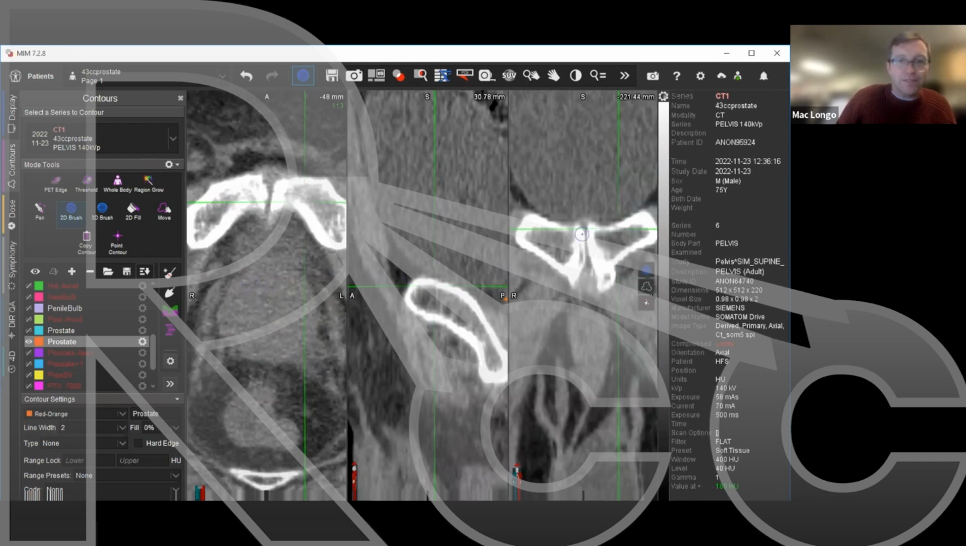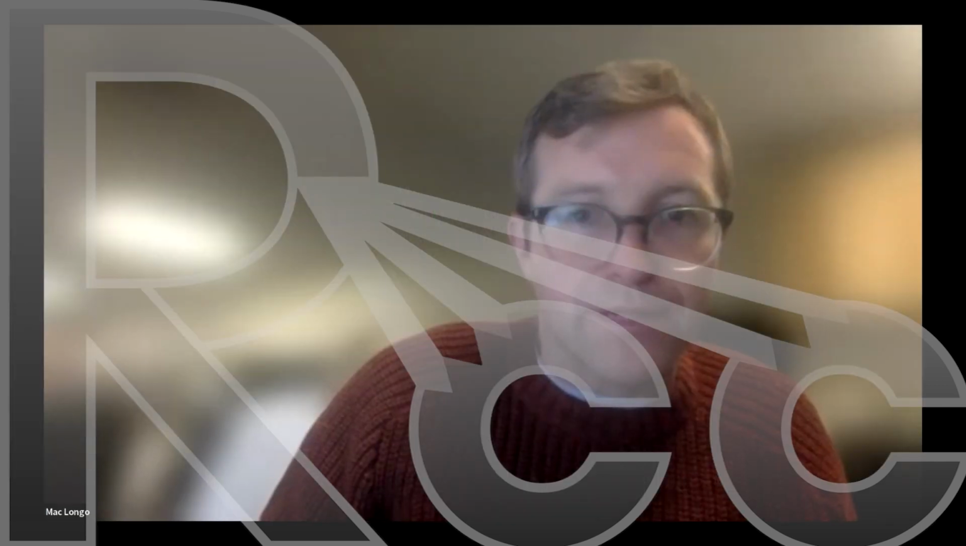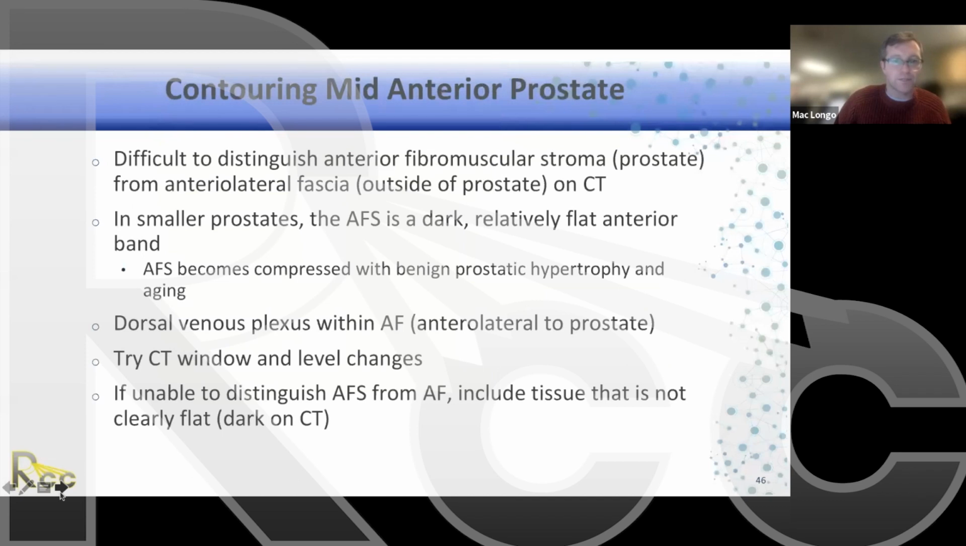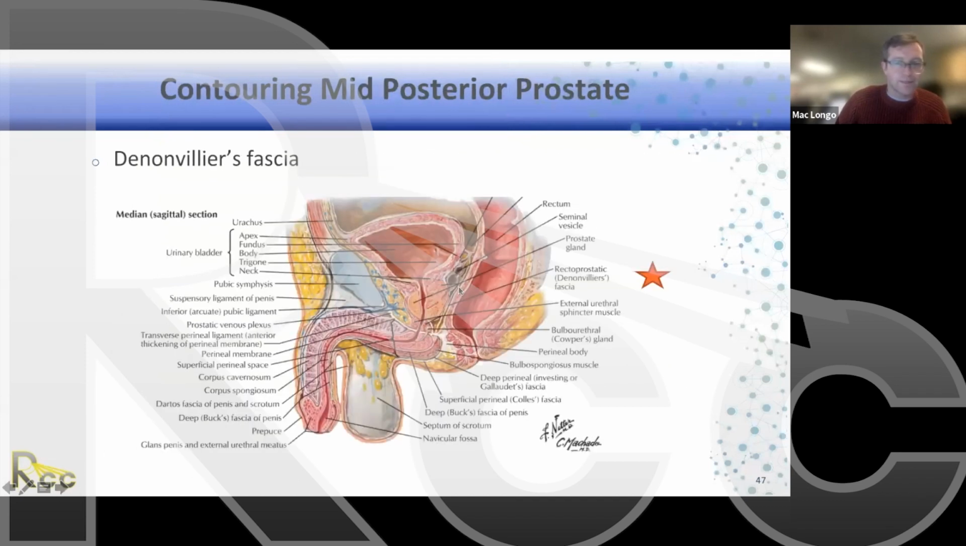And so I'm going to stop sharing MIM briefly here, and I'm going to go back to my PowerPoint. Sorry for the whiplash, you all, and just know all of these slides are here for you to review. And that's again pointing out Denonvilliers fascia there.